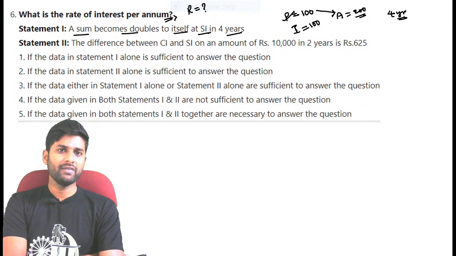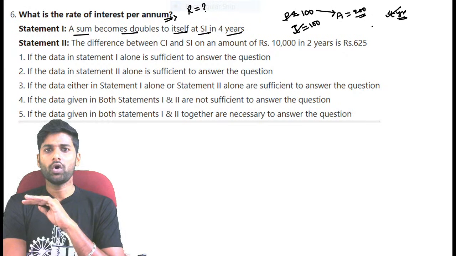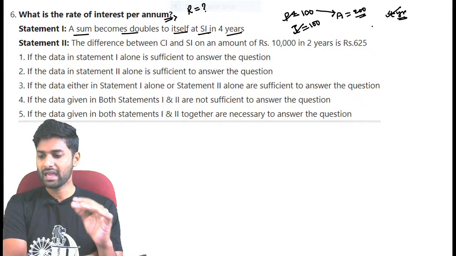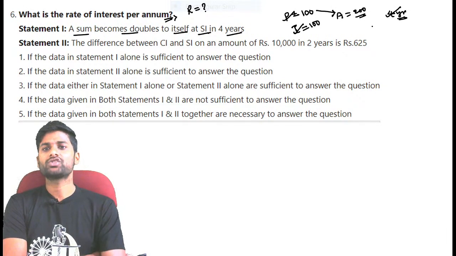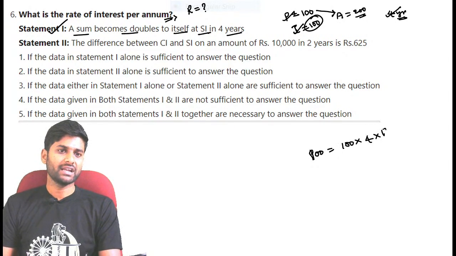So we have the P value, we have the I value, we have the T value. We know the formula of simple interest: PTR by 100. All the variables we have, guys. So definitely by statement 1 alone you can get the answer. Now if you want the answer, see: 100 is equal to simple interest of 100 rupees. Principal is 100, time period 4 years, rate of interest R by 100. The 100s cancel. So the rate of interest is exactly 25%.